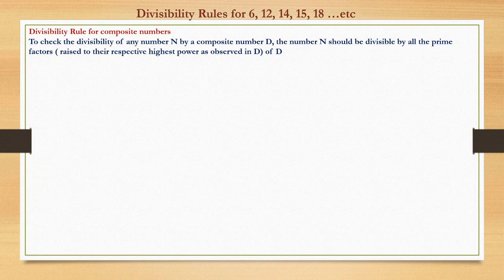Now since we have seen the divisibility of all the powers of 2, and of 3 and 9, a general rule can be devised to find the divisibility by all composite numbers. To check the divisibility of any number n by a composite number D, the number n should be divisible by all the prime factors of D. By prime factor I mean the highest power of the prime factor.